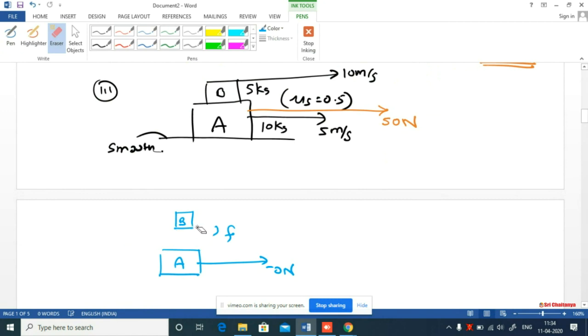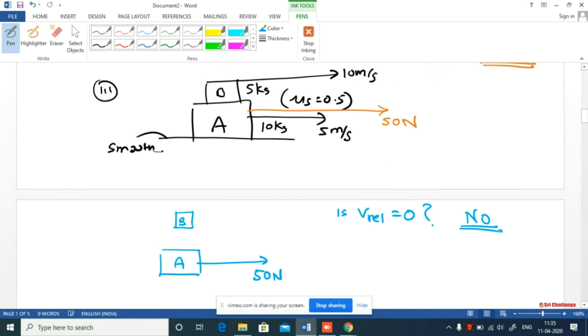So this F was a mistake, this one was a mistake, right? And well, this of course is 50 Newton, right? So we'll ask the same questions again. Is V relative equal to 0? And the answer is no.